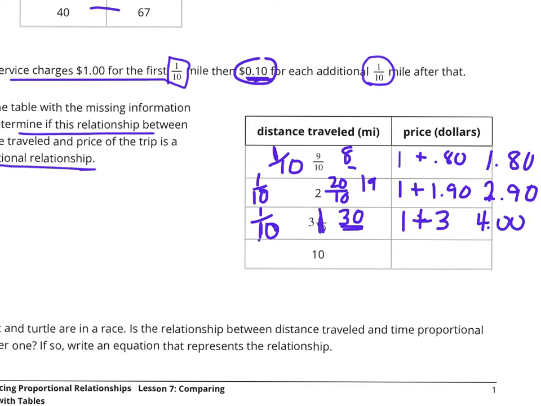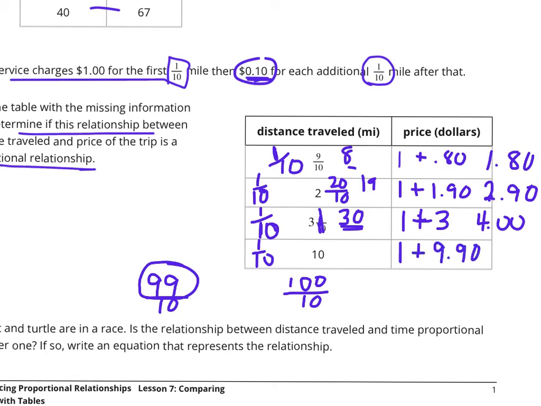And then for 10 miles, again, that first tenth of a mile we're going to pay $1 for. 10 miles is 100 tenths of a mile. So if we take off 1/10 of a mile, we're left with 99 tenths of a mile. We're paying for 99 tenths of a mile times 10 cents, which would be $9.90. So for a total of $10.90 for the entire ride.